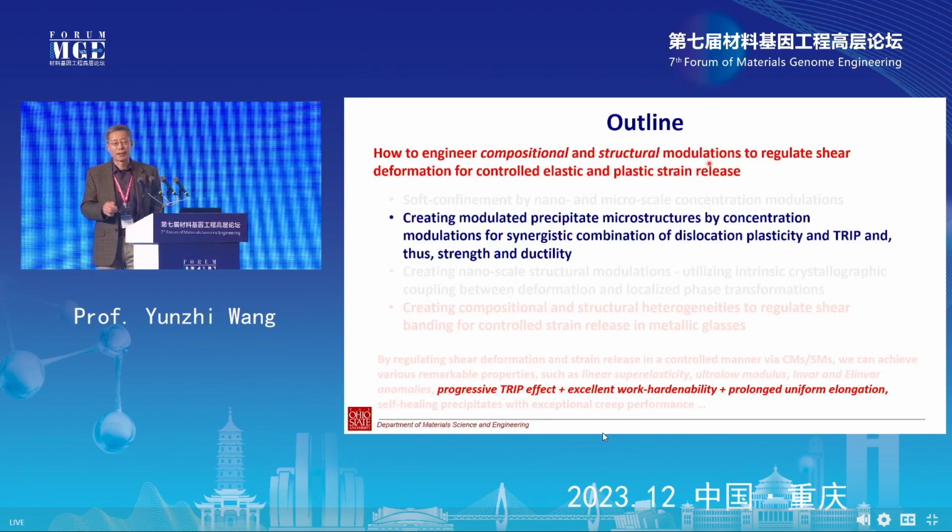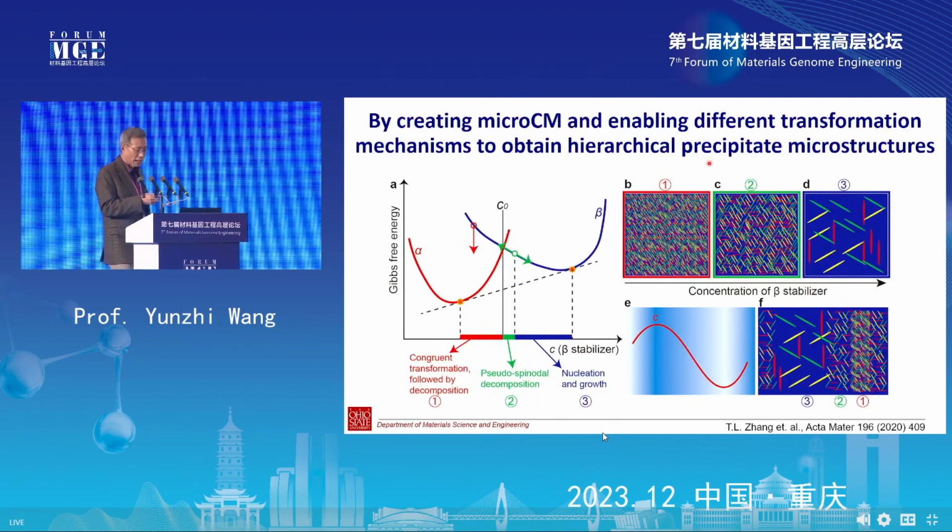The second example: if you have this concentration modulation, actually you can activate different kinds of transformation mechanisms. So if you are familiar with the precipitation process, this is the alpha-beta alloy, a two-phase alloy. I have two different free energy curves, and they have different crystal structures. Depending on where the composition is, you can have different transformation mechanisms.